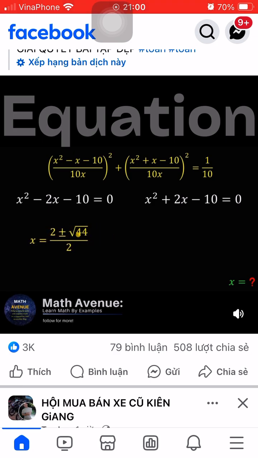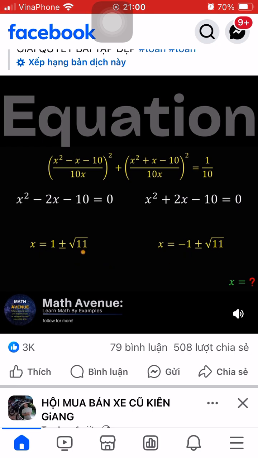44 is 4 times 11. And square root of 4 is 2. So we have 2 times square root of 11. Now divide this by 2. So we have 1 plus or minus square root of 11. So this is the value of x in this first quadratic equation. Now, if we use again the quadratic formula for the second equation, we get x equals negative 1 plus or minus square root of 11. And this is the value of x that satisfies this equation.